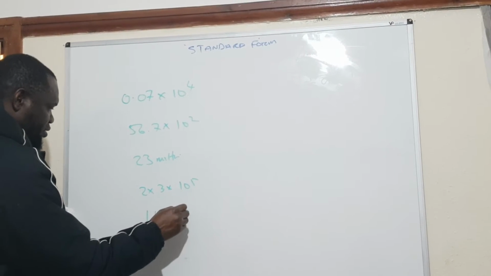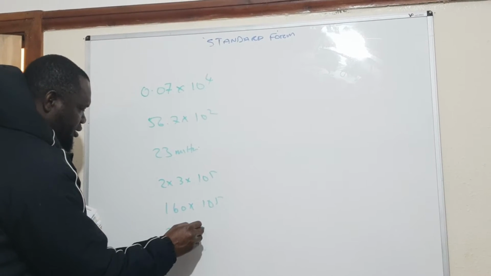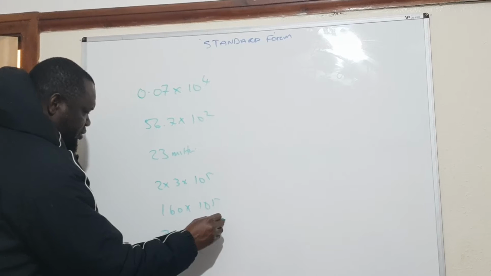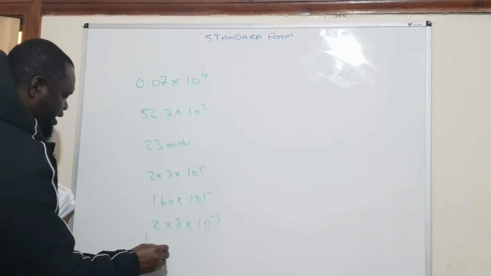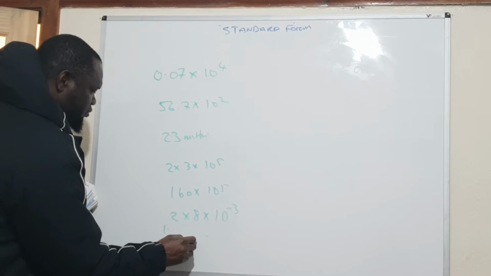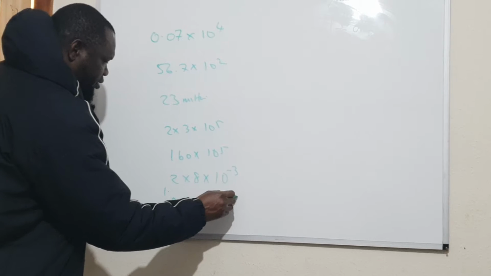160 times 10 to the power 5. 2 times 8 times 10 to the power minus 3. 5 times 85 times 10 to the power minus 4.